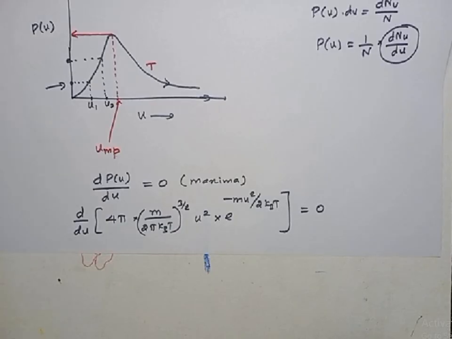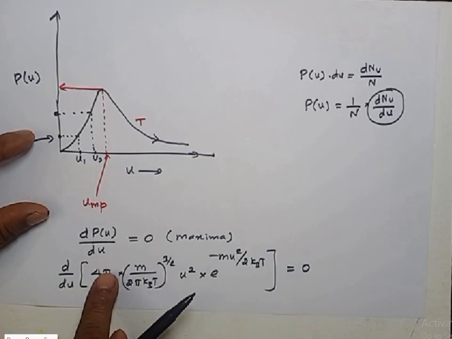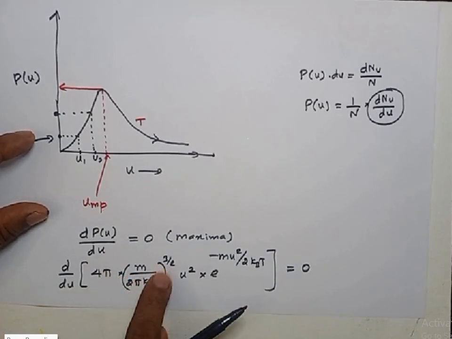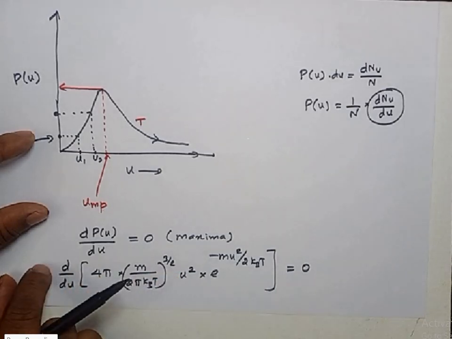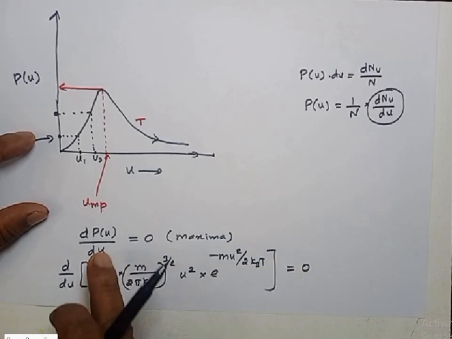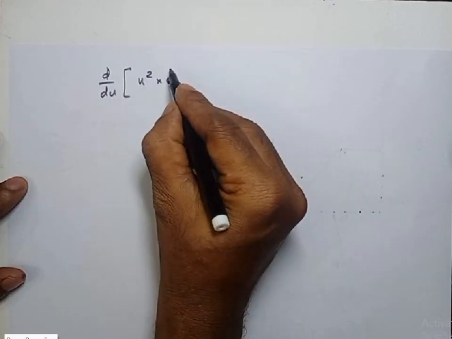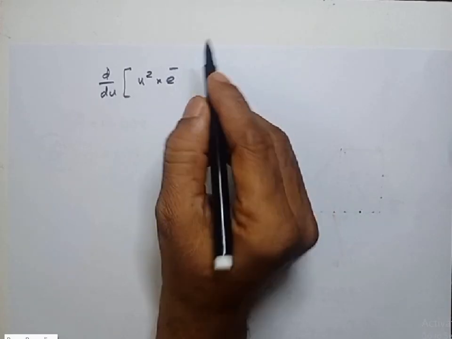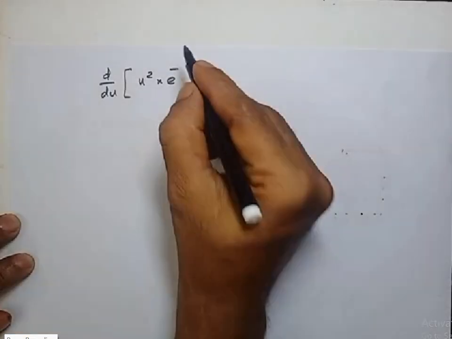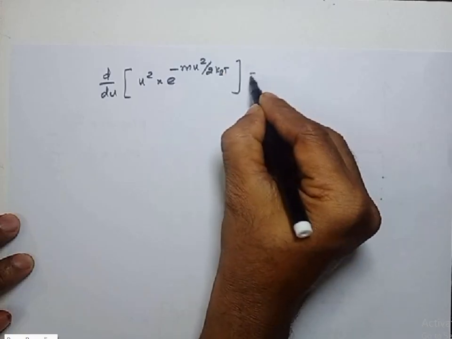I'll remove these common terms: 4 pi and m by 2 pi kbt whole power 3 by 2. These are all constant terms. If I bring them out, they exist as multiplicative terms, and if I bring them to the right hand side, 0 by something is 0 only. So simply remove these terms. What we get is d by du of u square into e power minus m u square by 2 kbt. This is the term that remains.